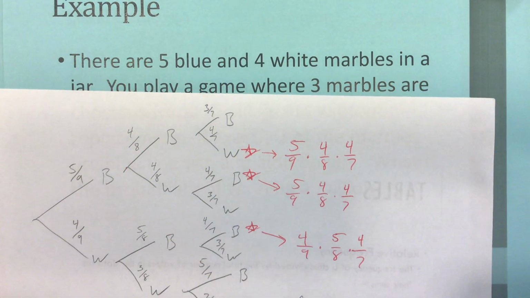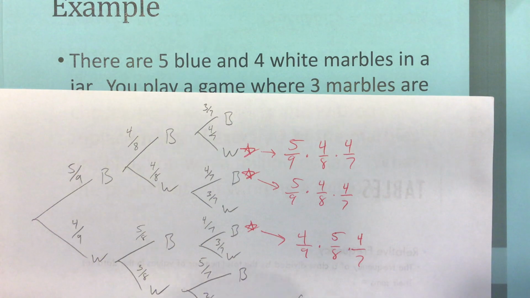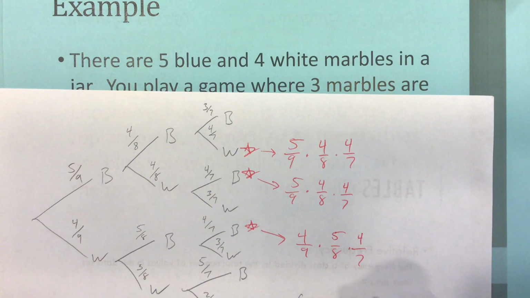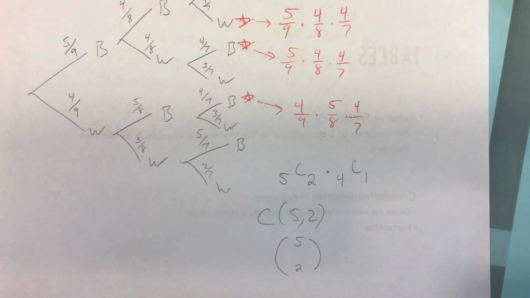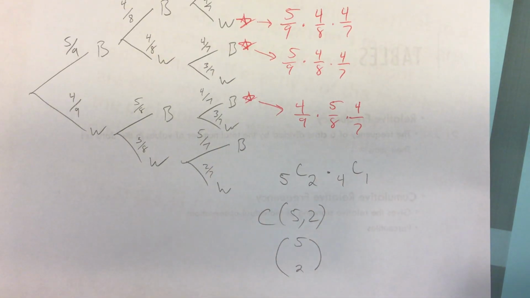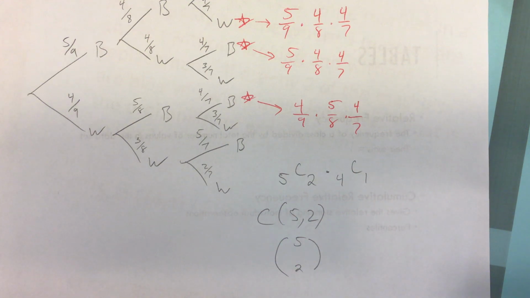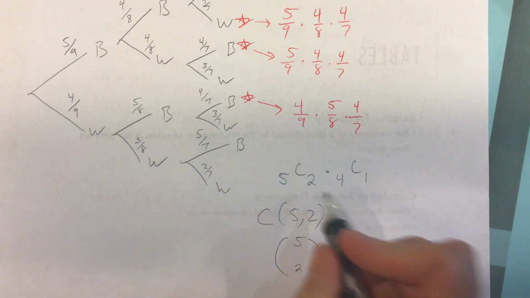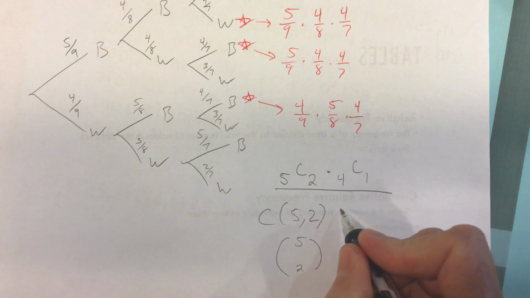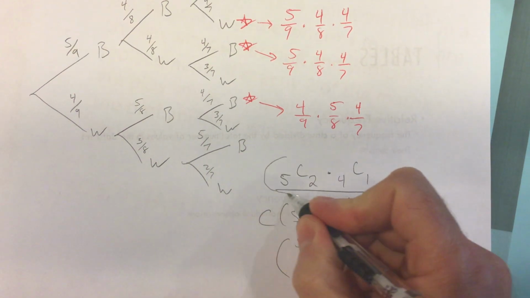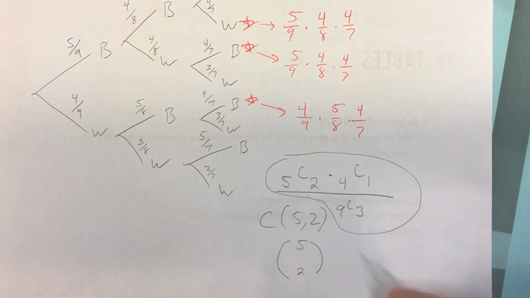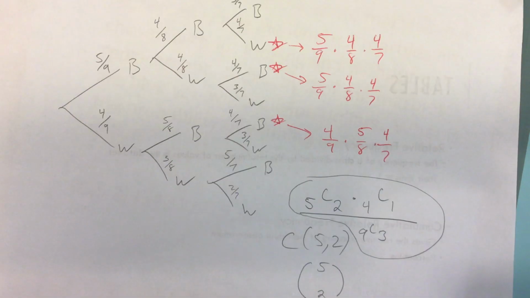For the white, you need 1 white marble because you are selecting 3 marbles in total. So 4 white, choose 1 of them. So that's the number of ways that you can fulfill the desired outcome. Now, of course, you're going to have to divide that by 9 marbles, choose 3. So just ignore that other bit there. There's your answer. Quick and easy.